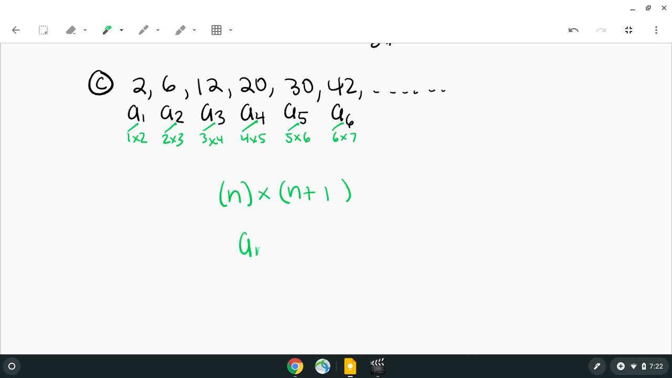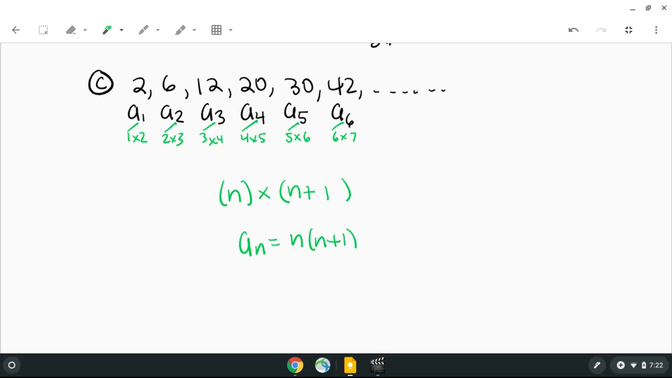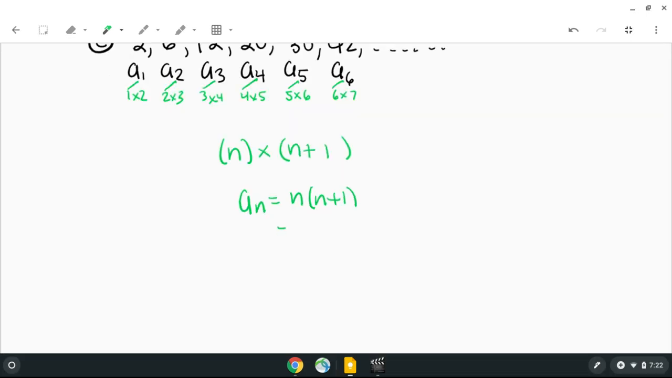So your function can be represented like this, okay? Again, if WebAssign doesn't accept that, then multiply this out and write it like this, okay? All right.